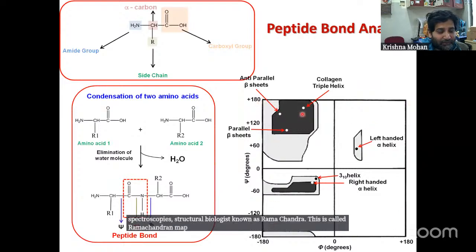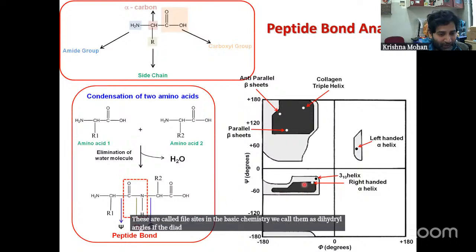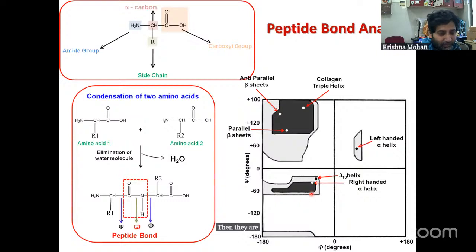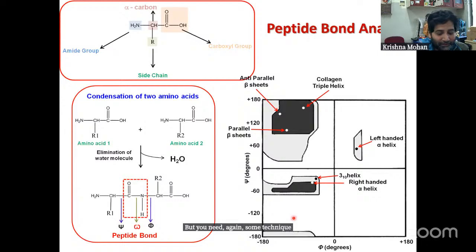If the amino acid has these phi and psi angles, which in basic chemistry we call dihedral angles, and they are in this region, then they are in the form of alpha helices. Here you have the beta sheets. But this map is only useful when you have the dihedral angles, so you again need some technique to measure these dihedral angles.